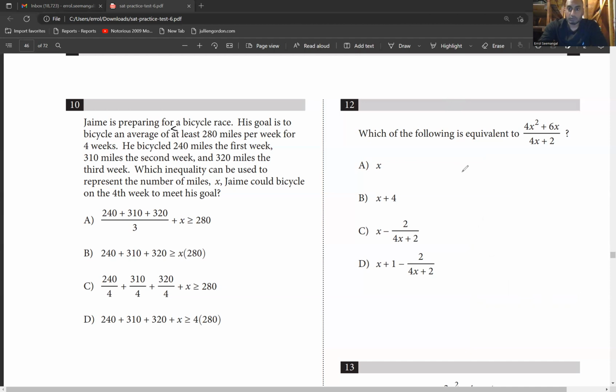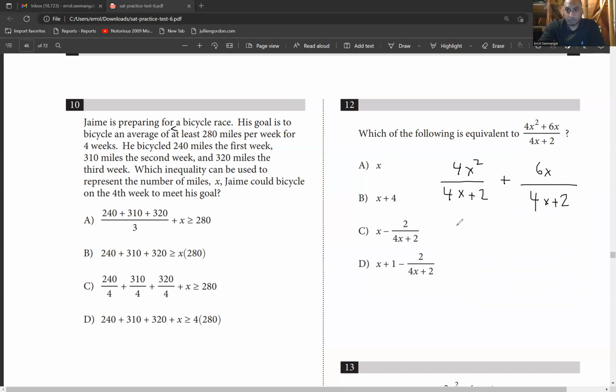What is it? This 4x plus 2 goes into this, and it goes into this. So 4x squared over 4x plus 2, plus 6x over 4x plus 2. Okay, now simplify. All we did was break this one into two of them. Now simplify each of the two of them.